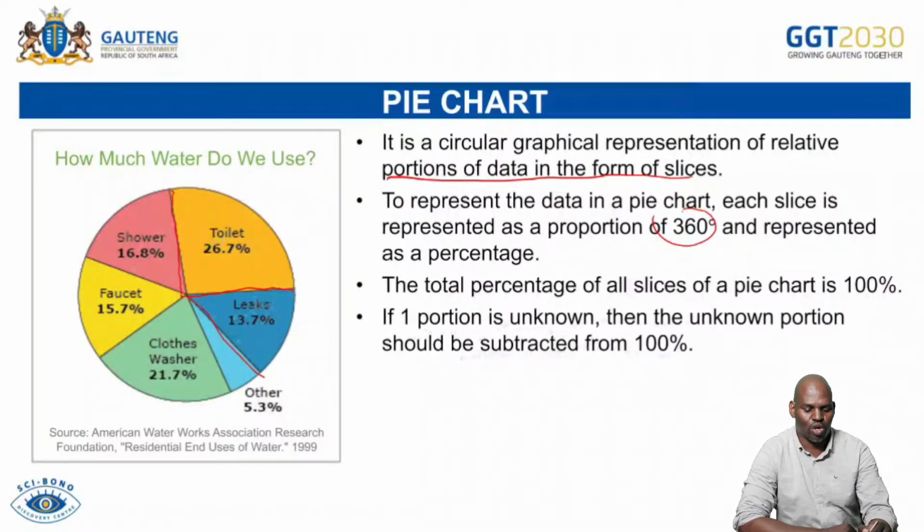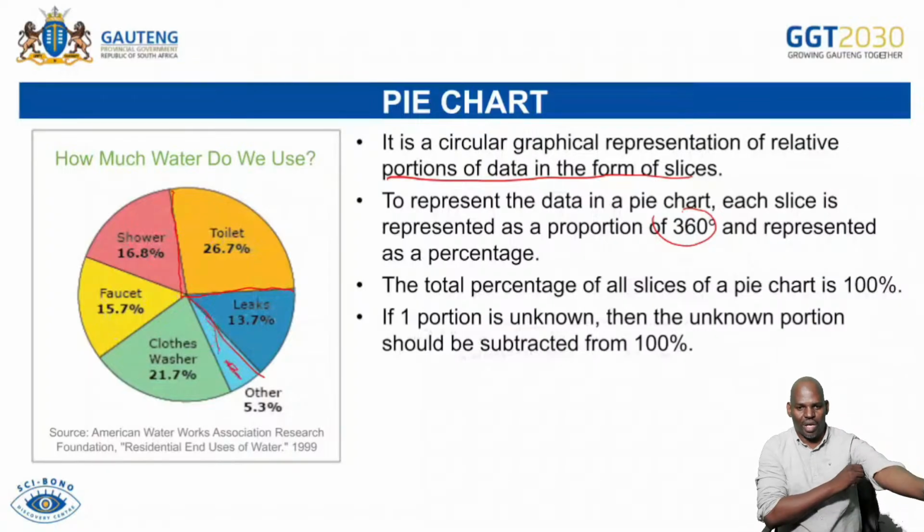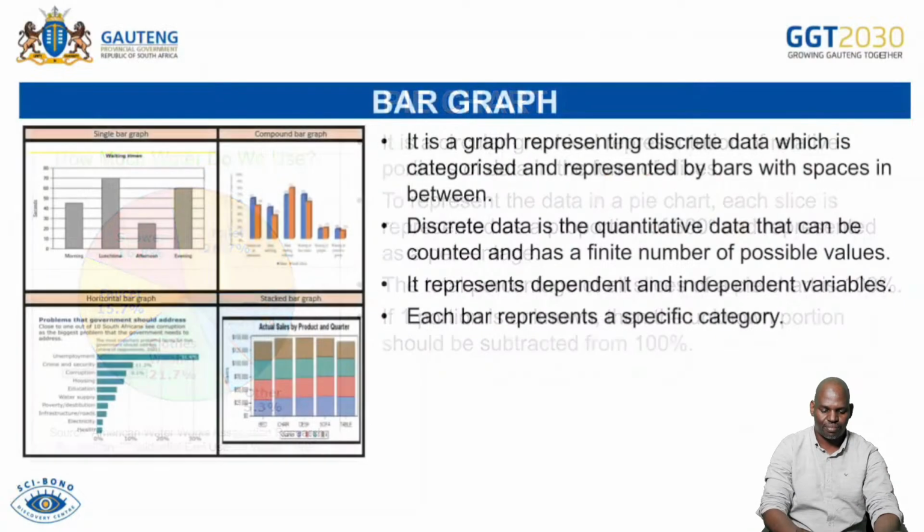Let's say in this case, we've got 26.7%, we've got 16.8, but let's say for instance this one was not given. If this one was not given, what we're going to do is say 100% minus the given percentages. So with pie chart, you don't have to know how to draw a pie chart, you only need to know how to read the information or interpret the information from the graph.